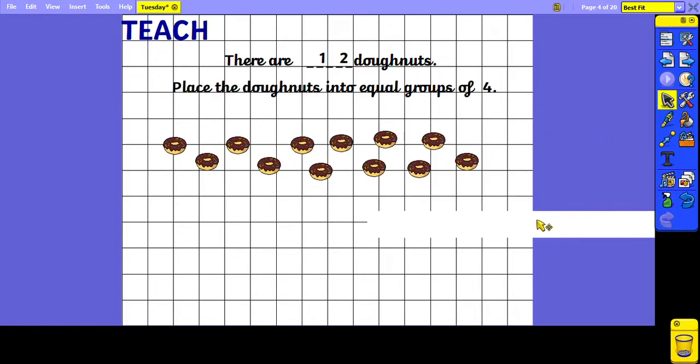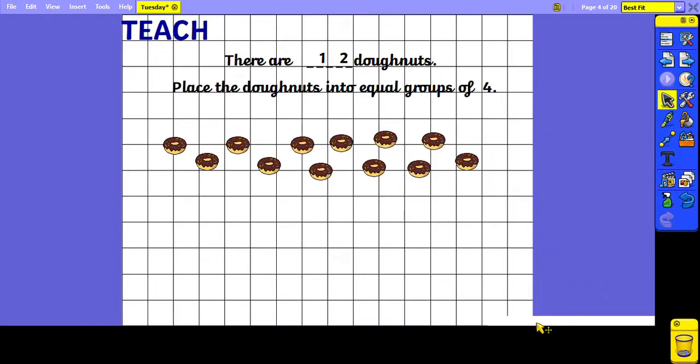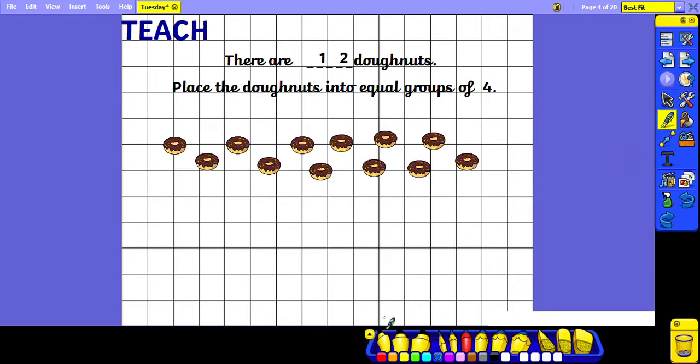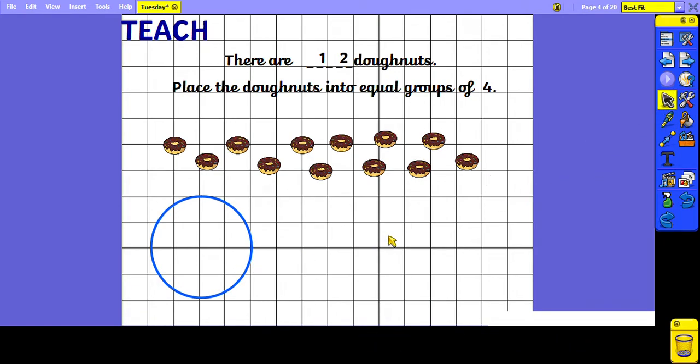And now we need to place the donuts into equal groups of 4. Now we don't know how many groups we need to make straight away, but all we do know is that there are 4 donuts in each group. So what we can do to start with is to draw one group with 4 donuts inside and then work out how many we've got left. So 1, 2, 3, 4.